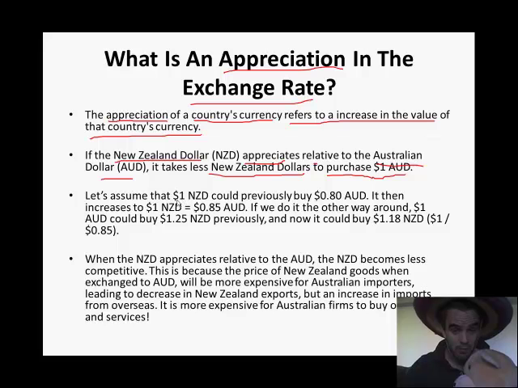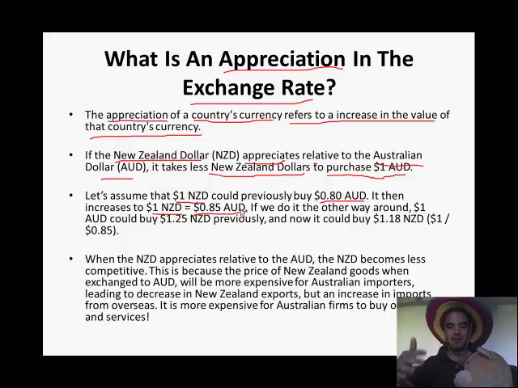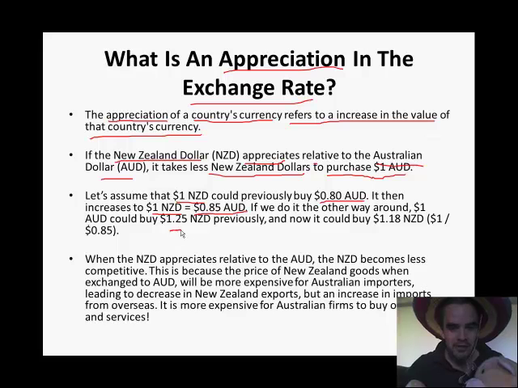So let's assume that $1 NZD could previously buy $0.80 AUD. It then increases to $1 NZD equals 0.85 AUD. Now if we do that the other way around, 1 AUD could buy $1.25 NZD previously, and now it could buy $1.18 NZD, which is $1 divided by 0.85. Remember our little formula here?